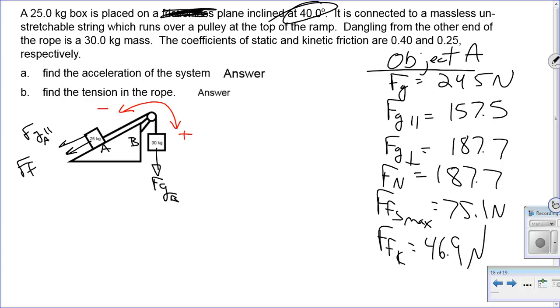All right. So there's a whole bunch of stuff that you can calculate for object A. These guys are just sine and cosine. These guys are just coefficient times normal force, right? Find the frictions. Everybody cool?